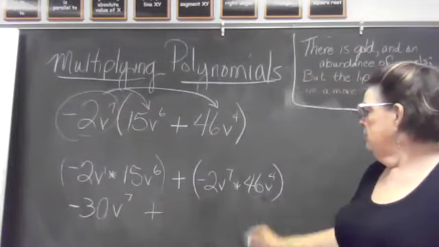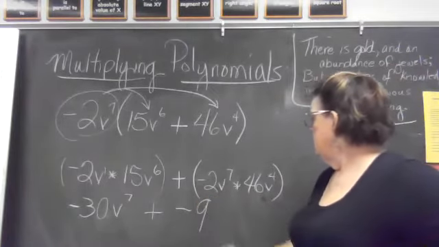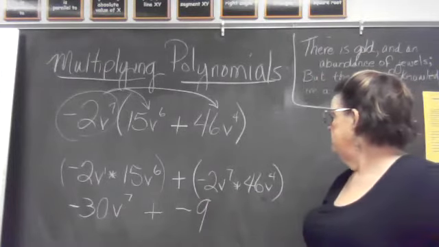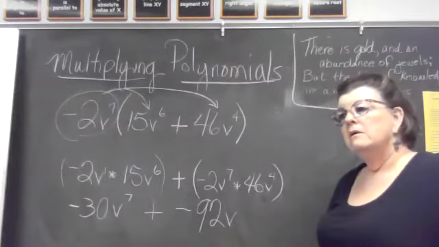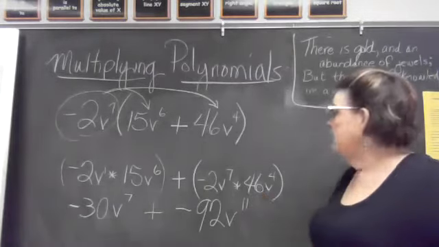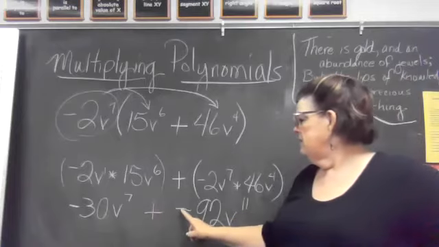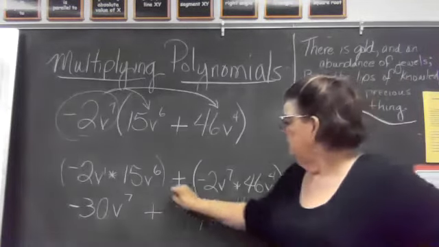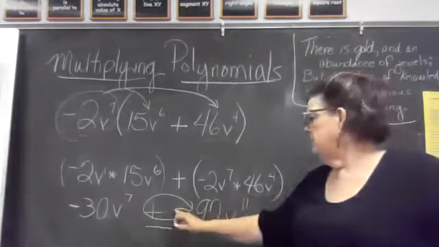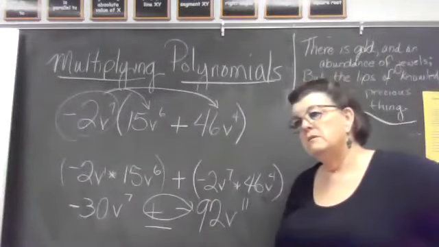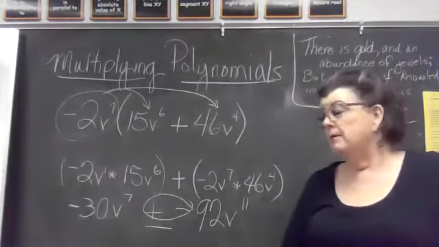And then the next time I multiply, I'm going to have a negative 92 v to the 11th. Okay, two things on here. If you have plus and negative, this is okay, but I just use a minus for that. If you have a plus and a negative right together, it's the same thing as a minus. Are we okay with that?